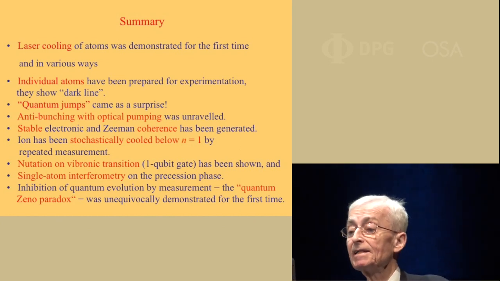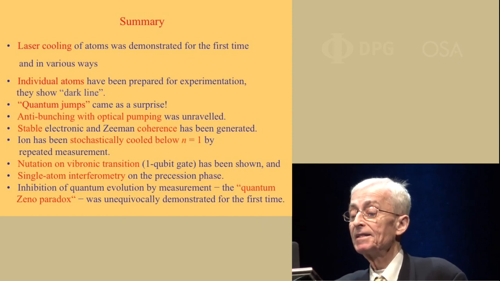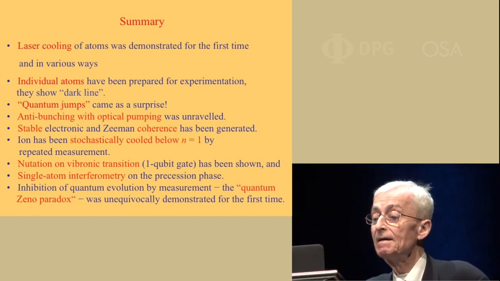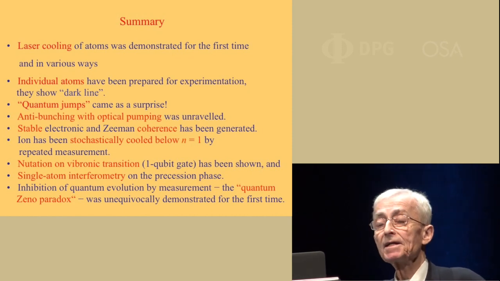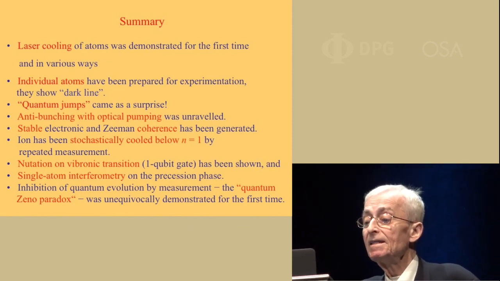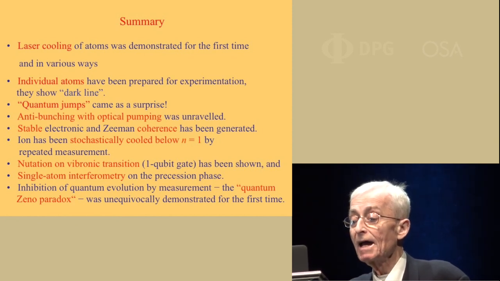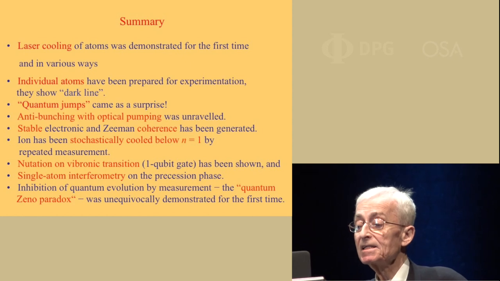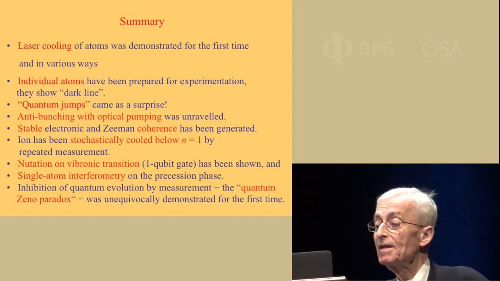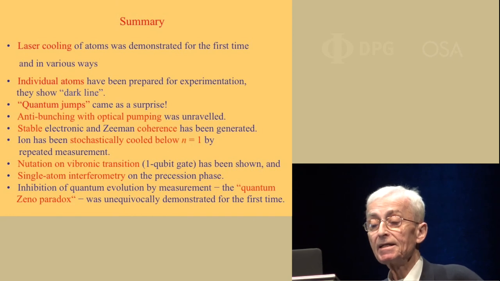Laser cooling of atoms was demonstrated for the first time in various ways. Individual atoms have been prepared for experimentation and shown, the dark line. And the quantum jumps came as a surprise to many theoreticians in the mid-80s. Anti-bunching with optical pumping was unraveled, and interesting experiments on this subject have been done in the group of Herbert Walther. The ion has been stochastically cooled below the first vibronic state in the trap by repeated measurements. The mutation on vibronic transition has been demonstrated. I didn't show you the experiment on that.